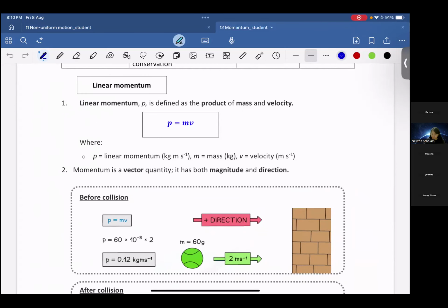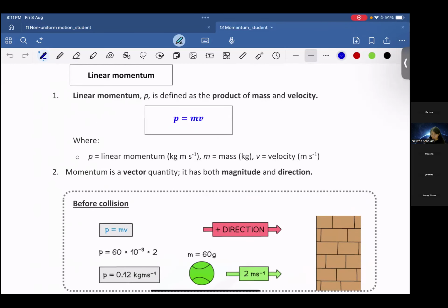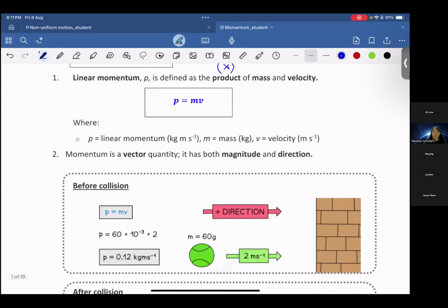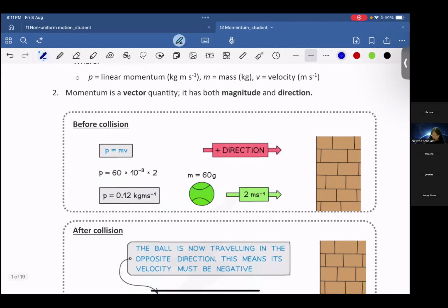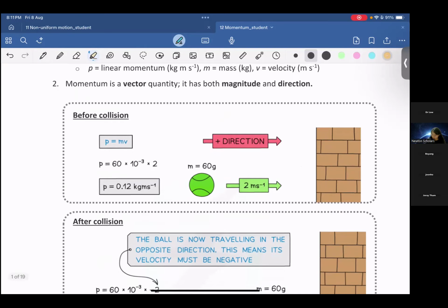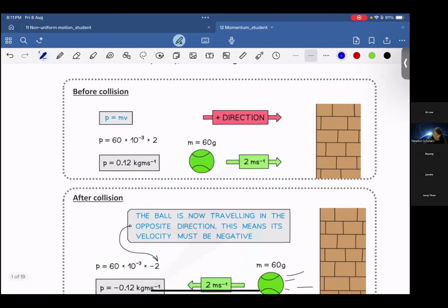Okay, momentum. This one we know already. It's a product of mass and velocity. Product means times. Because momentum involves velocity, and velocity is a vector, momentum is also a vector. If it's a vector, we need to consider not only magnitude but also direction. So here, before the collision, it goes to the right, so we can put this as positive.